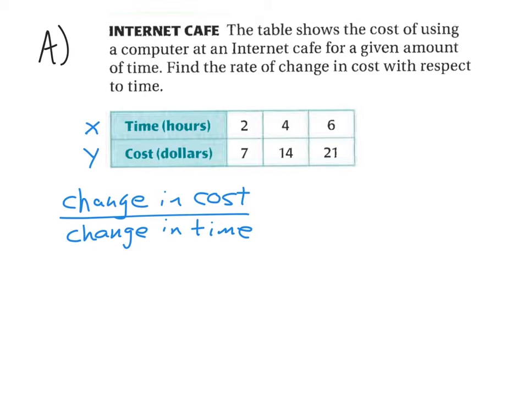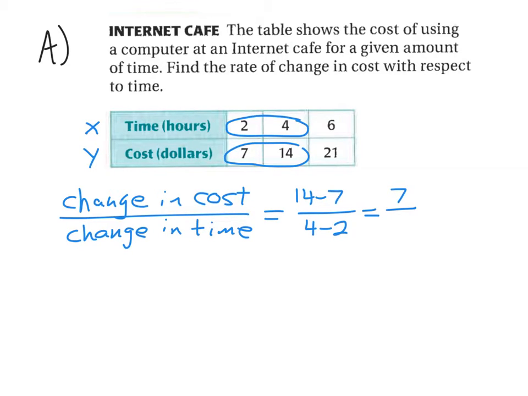Now, another word for change is difference, right? When you change something, you make it different. And to find the difference in the cost, we can use subtraction. So if we're going to look at the change in cost, all we have to do is figure out how we went from 7 to 14, and that's just 14 minus 7. And to find the change in time, we just have to subtract 2 of the time values, 4 minus 2. So the change in cost was $7 to go from 7 to 14, right? That's plus 7. And 4 minus 2 gives us 2, because the change in time from 2 to 4 was just plus 2, right? Positive 2.